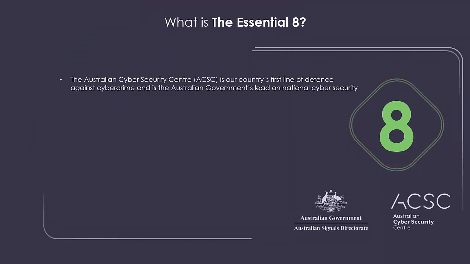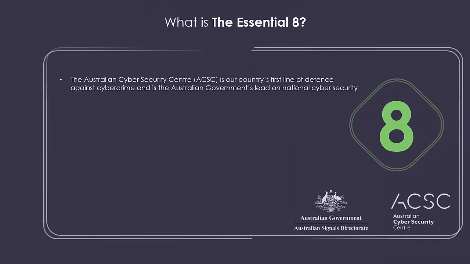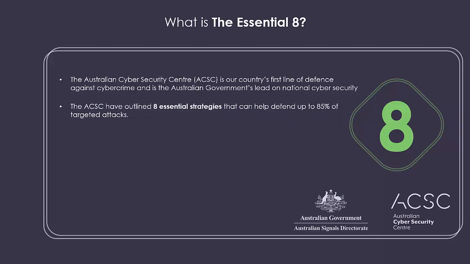What is the Essential 8? The Australian Cybersecurity Centre, also known as the ACSC, is a government organisation whose purpose is to defend Australia from global cybersecurity threats. The ACSC has outlined 8 essential strategies that can help you defend up to 85% of targeted attacks, and these are known as the Essential 8. When it comes to IT security, you need a multi-layered approach.